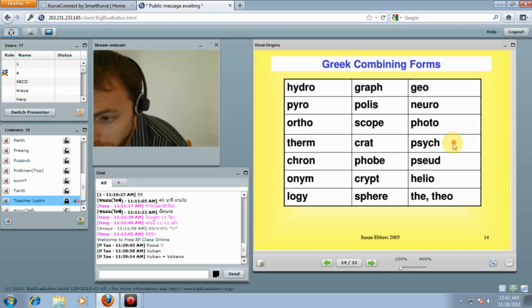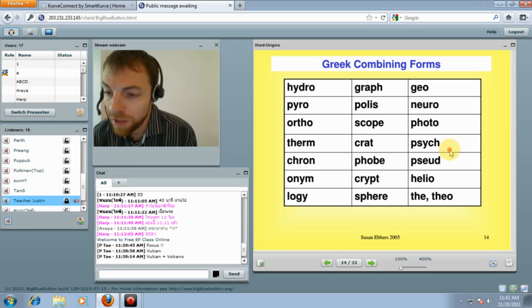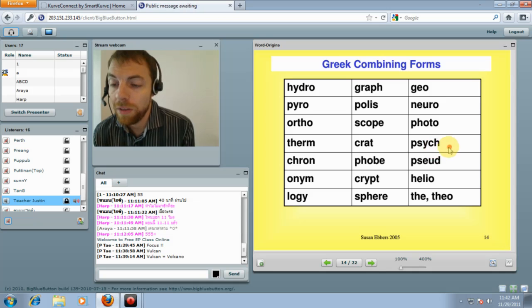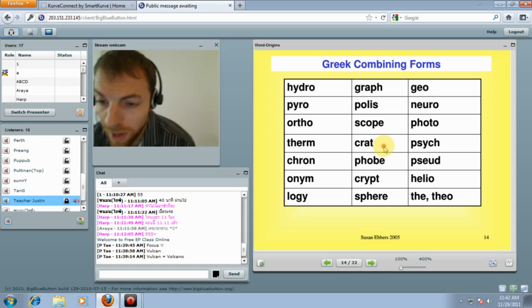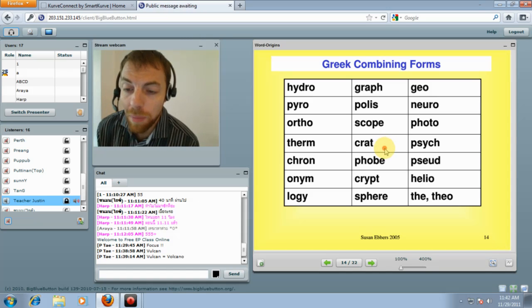Let's see. Psych also means mind. This comes from the Greek psyche and also Latin. Krat is describing a person.